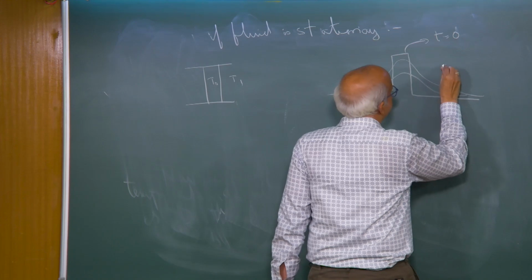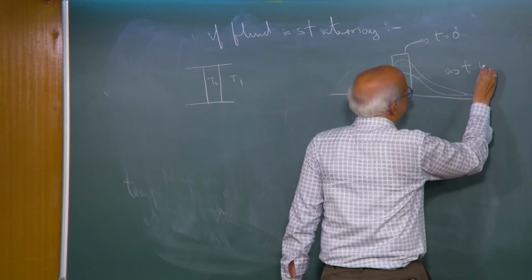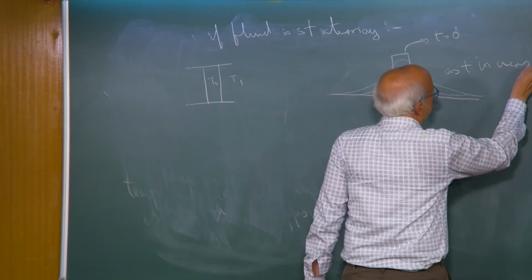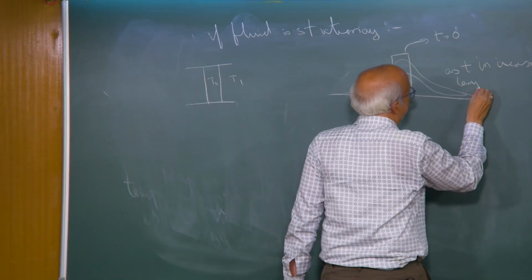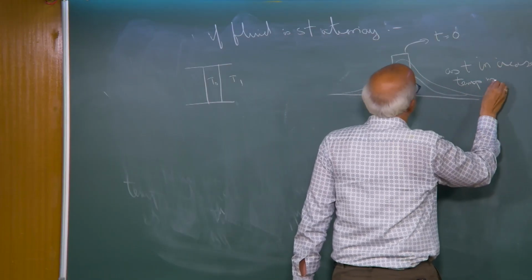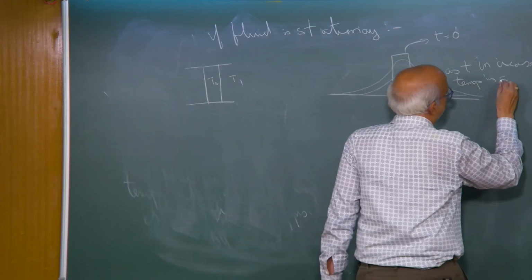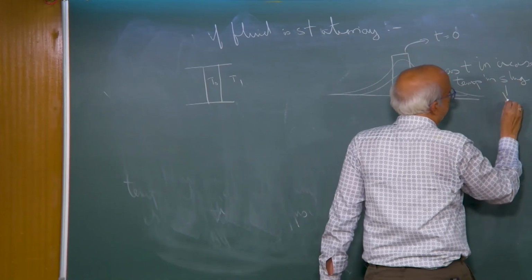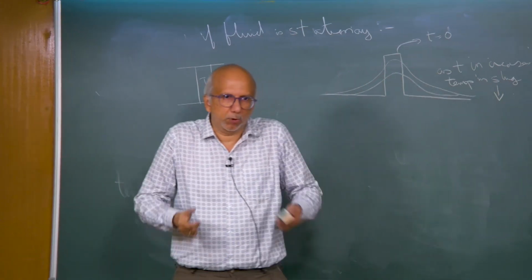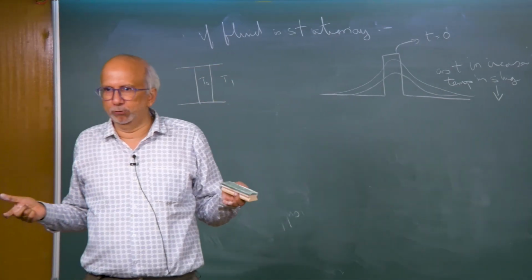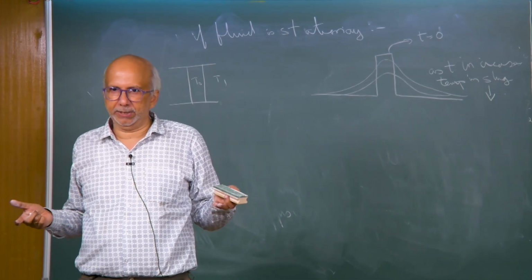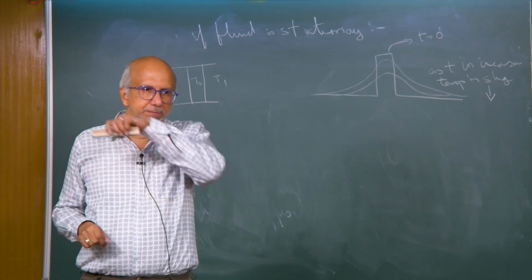So this is as t increases, temperature in the slug decreases because of diffusion, only diffusion, okay. There is no convection.